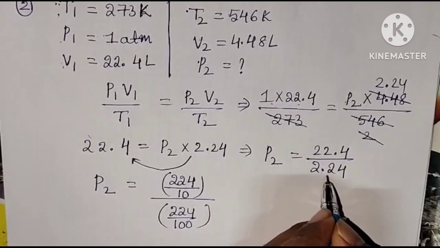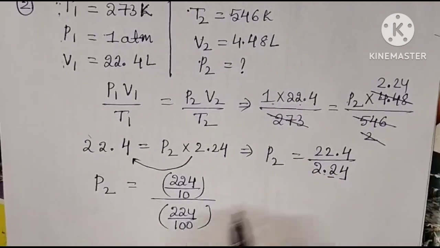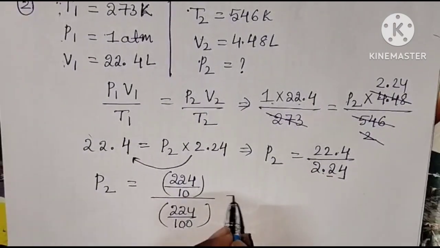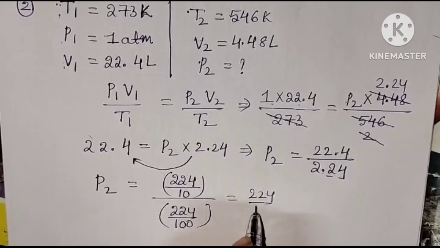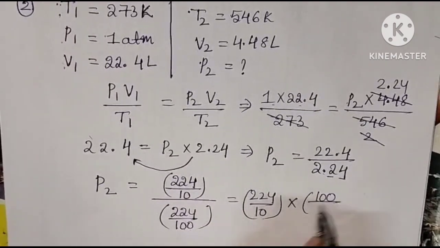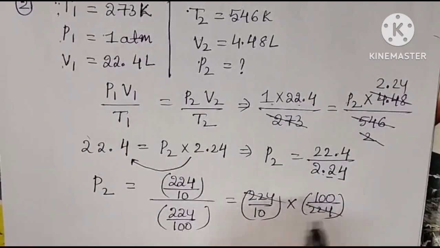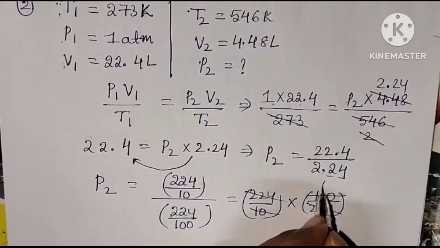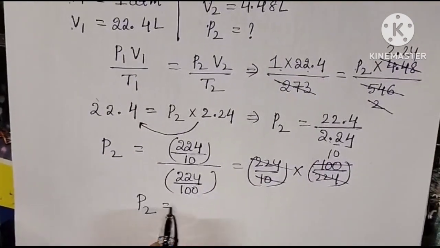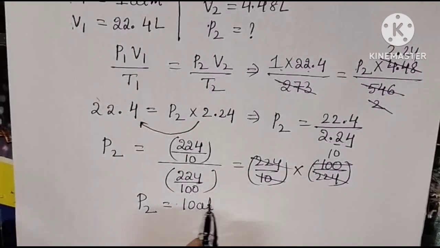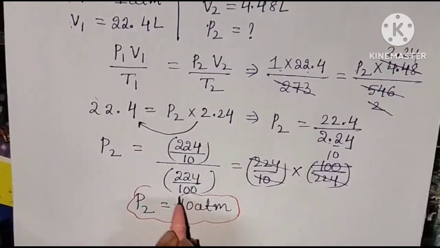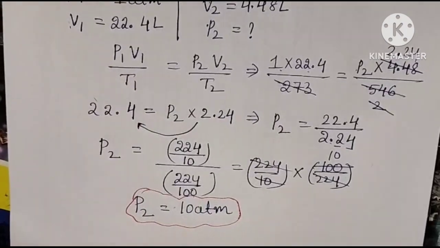So after the decimal point we have two digits, we have to write two zeros. Here after the decimal point one digit, so 1 zero. Okay. Now 224 by 10. Division of fractions: take the reciprocal of the denominator fraction, 100 by 224. So 224 cancels. 10 ones are 10. Therefore, final pressure P2 is equal to 10 atmosphere. Now select the suitable option. P2 is equal to 10 atmosphere.